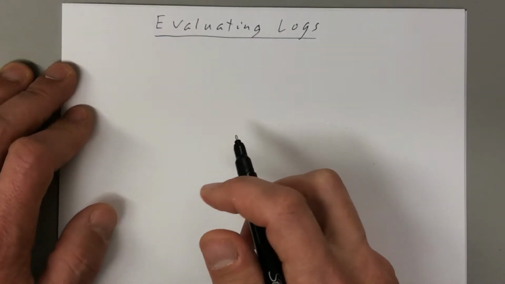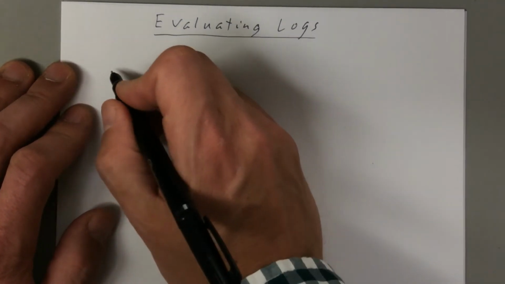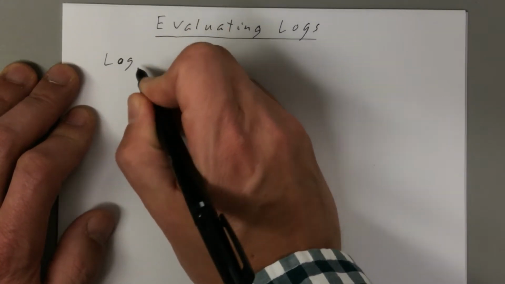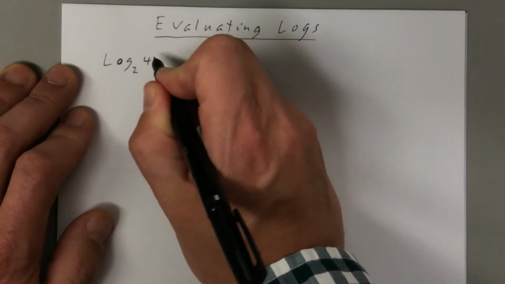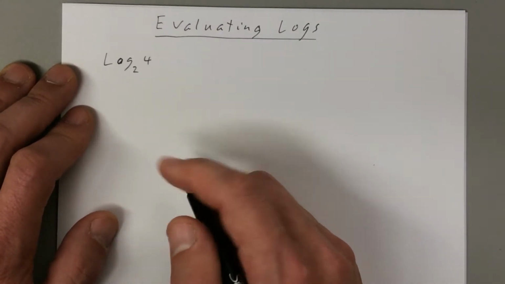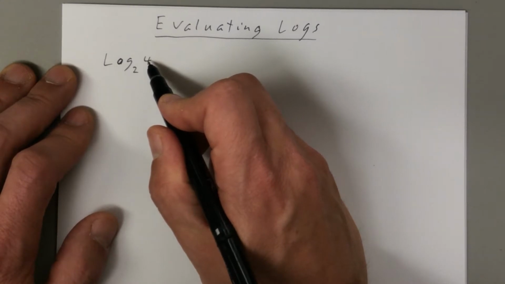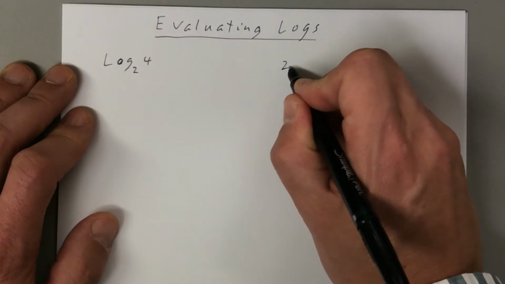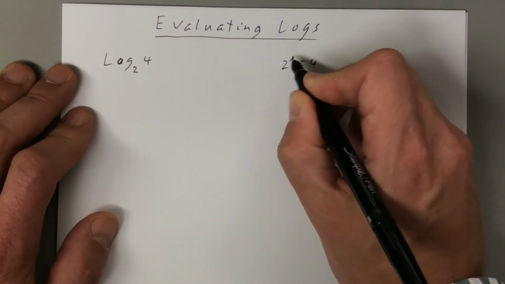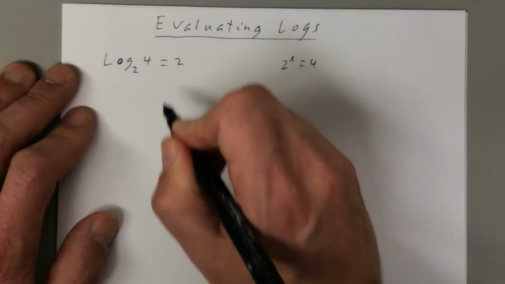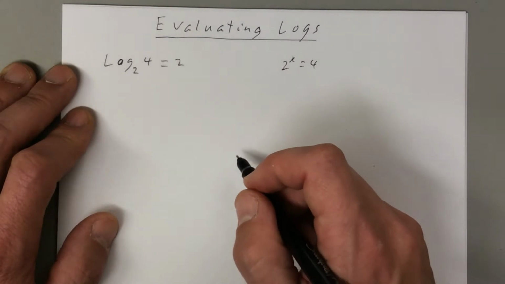Okay, here we're going to look at evaluating logs. Say you want to find log base 2 of 4. What you're looking at then is 2 to the what equals 4. So off to the side you can go, well, 2 to the x equals 4. x must be 2. So that's going to be 2, because you're looking at the inverse.